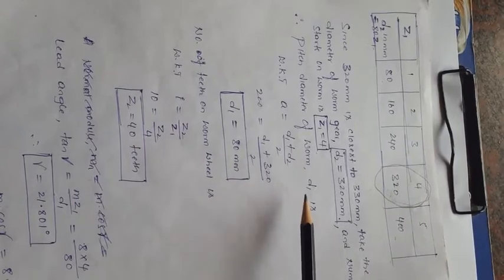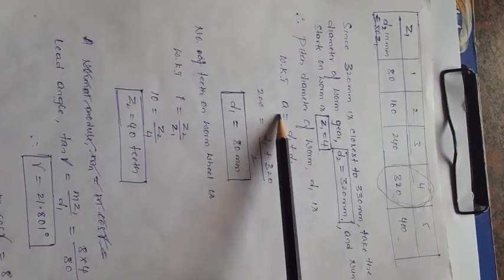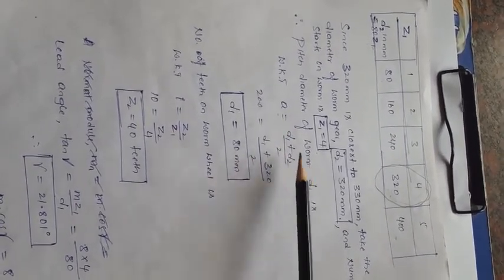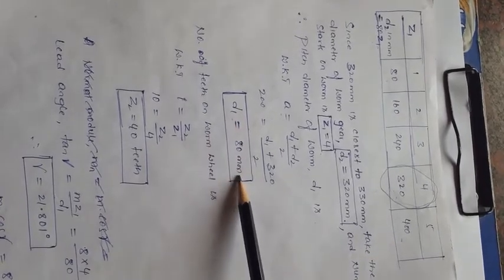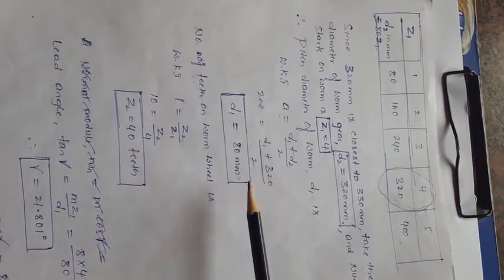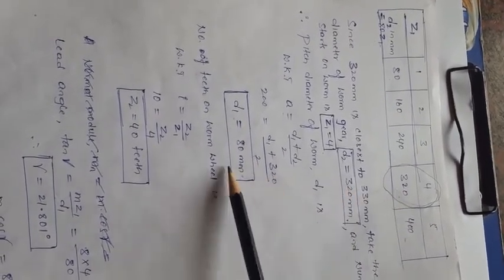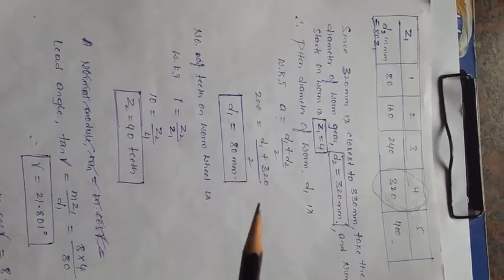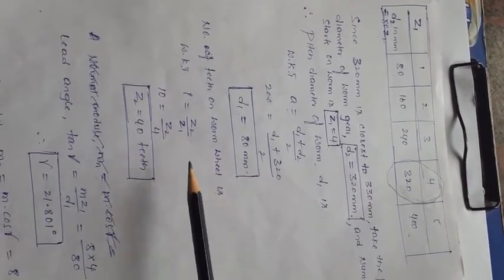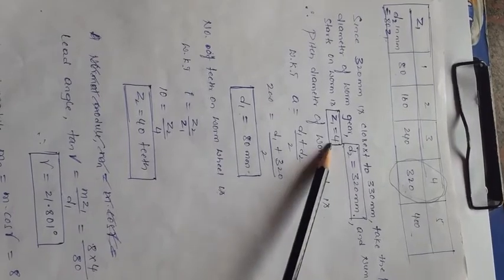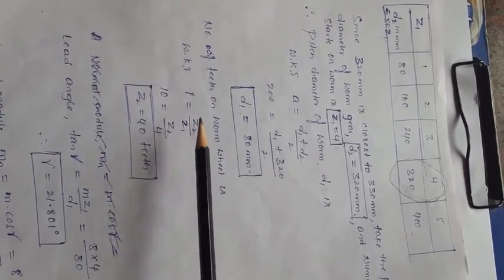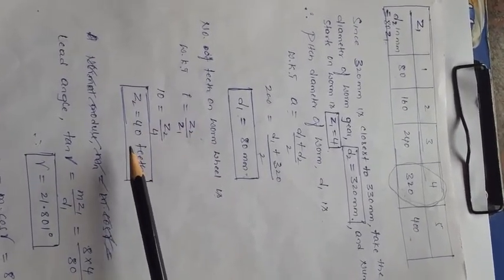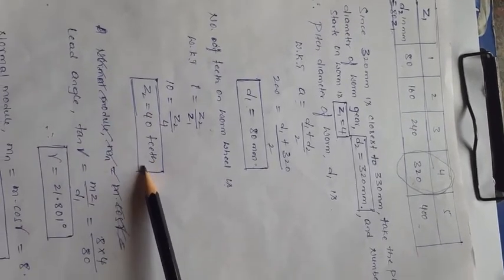The pitch diameter of the worm, d1, is calculated. We know the center distance, and we already use this formula. Back substitute that formula, then d1 you will get 80 mm. These are the actual diameters d1 and d2, right? Next, the number of teeth on the worm wheel: z1 is calculated here, z2 is calculated from the transmission ratio formula, then we will get z2 equal to 40 teeth.